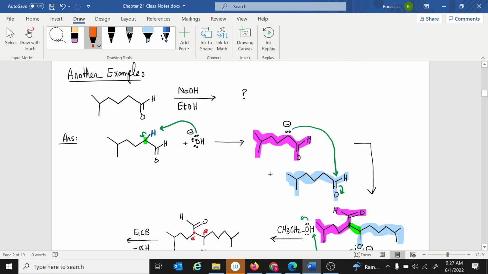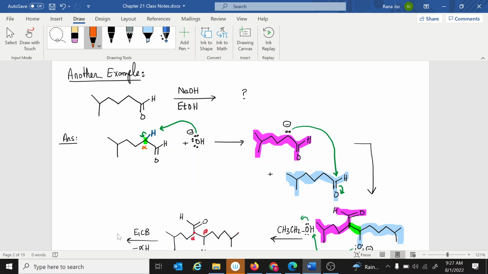The reactants can be any aldehyde, any ketone, so there are a lot of examples you can come up with, as long as the aldehyde has the alpha hydrogen. So this one has an alpha hydrogen here. Starting with the base, taking the alpha hydrogen, making the enolate.